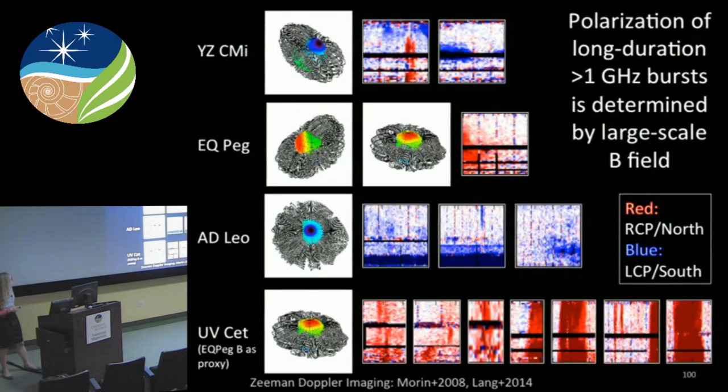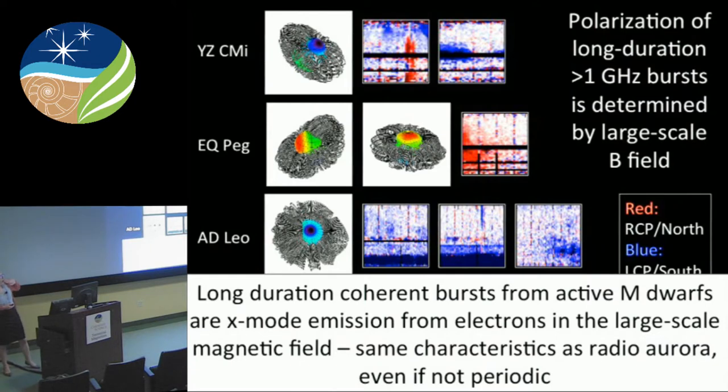If I put these two next to each other, there's some evidence that maybe the orientation of the large-scale magnetic field of the star is consistent with the polarization of the long-duration coherent emission from these stars. That suggests that even though we don't have confirmation of periodicity for any of these sources as of yet, and it may not be periodic, this emission, whatever it is, this hours-long superluminous radio emission from these stars, is possibly an auroral process like that seen on Jupiter and brown dwarfs.